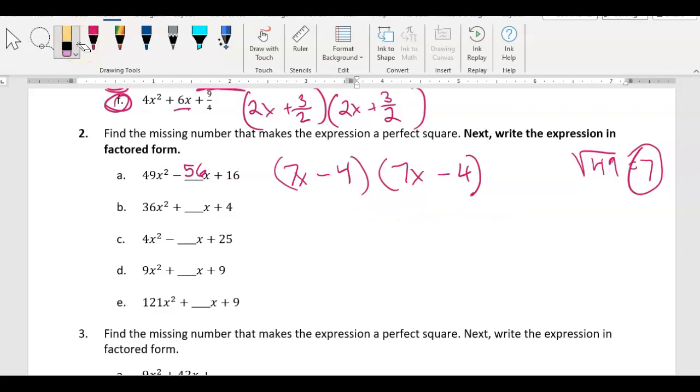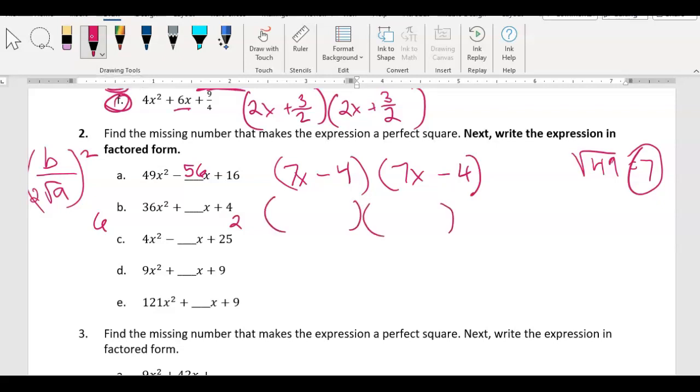We know that we take the square root of a, right? And we take b divided by 2 times the square root of a, and then we square that, right? So that can help you to figure out what this middle term is, b. So here we would take the square root of 36 is 6. The square root of 4 is 2. 2 times 2 is 4. 4 times 6 is 24.